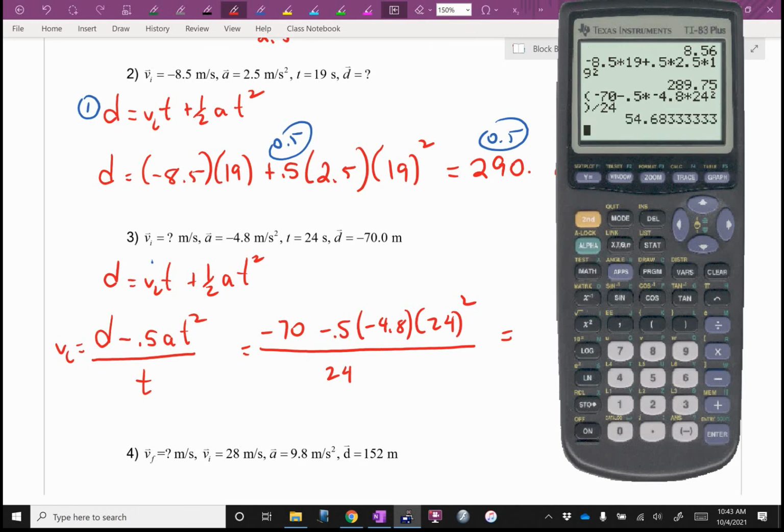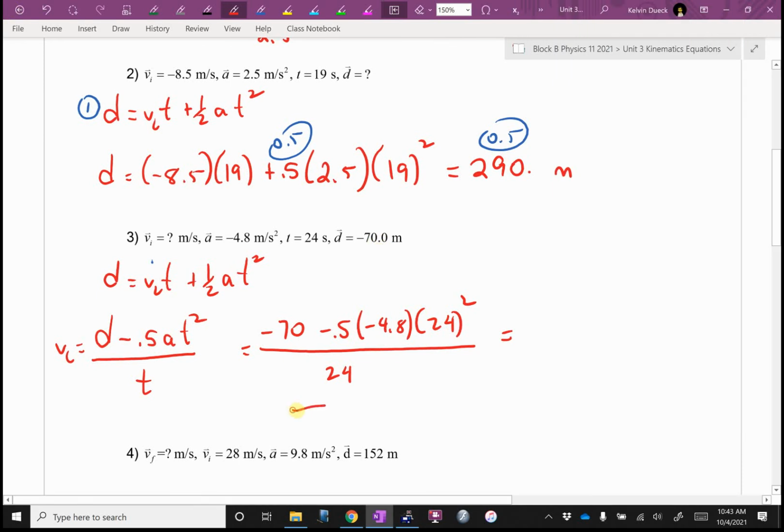Y'all get 54.7? So we started out going forwards, but we accelerated backwards, which meant we slowed down and then eventually started going backwards, because after 24 seconds, we actually ended up behind from where we started. If we drew a picture, it would have gone like that. We would have ended up somewhere behind from where we started. What did I say the answer was? 54.7?